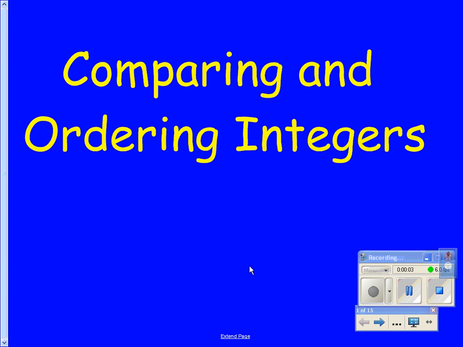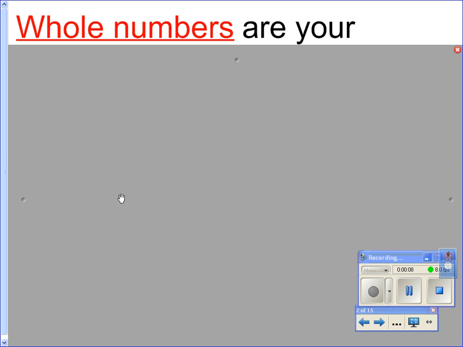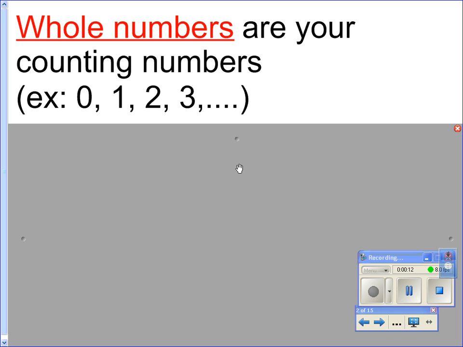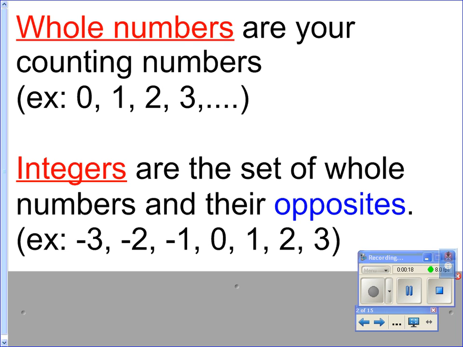This is the lesson on comparing and ordering integers. Whole numbers are your counting numbers, like 1, 2, 3, 50, 60, 80, all the way to infinity. Integers are the set of whole numbers and their opposites. So instead of +1, we are going to be dealing with -1, -2, -3. Those are integers, and including the whole numbers.